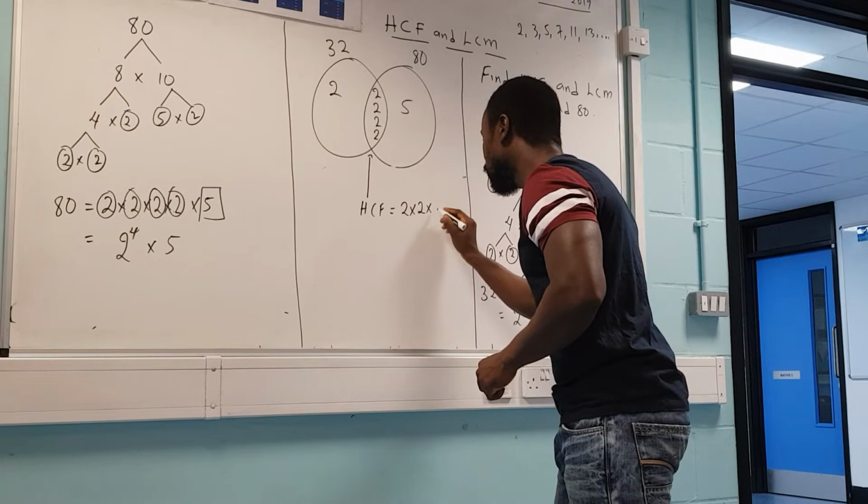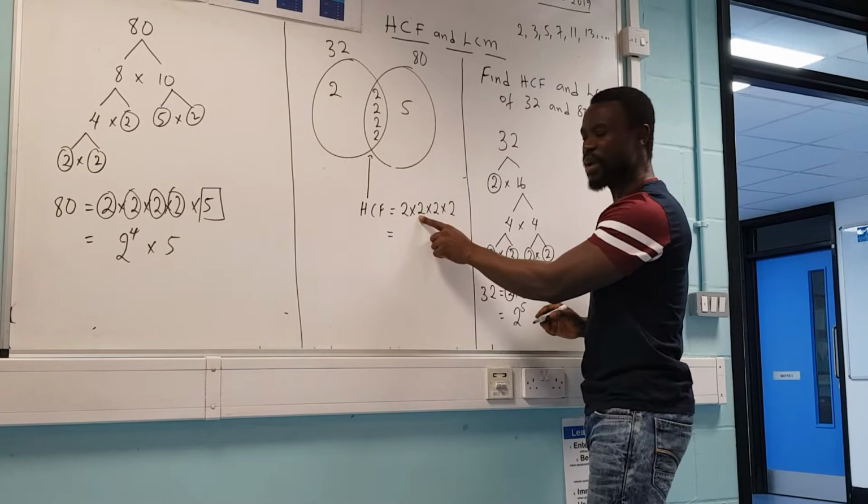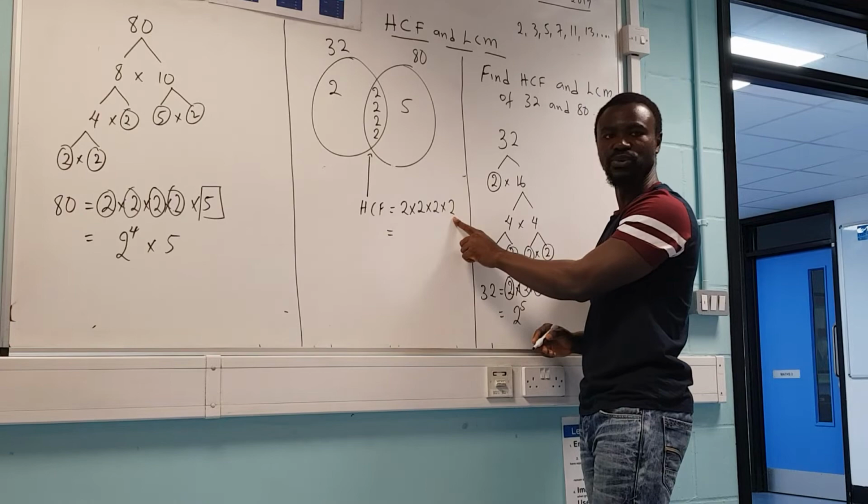Now let's find out what that is. 2 times 2 is 4. 4 times 2 is 8. 8 times 2 is 16. So our HCF is 16.